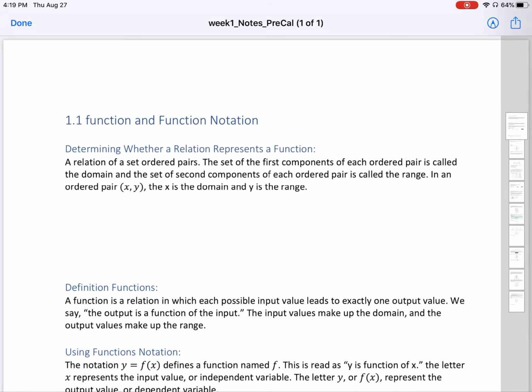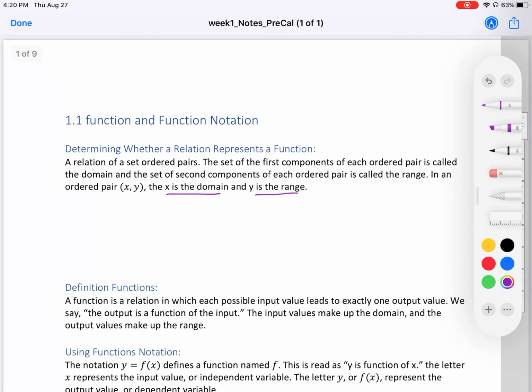Hello, this is section 1.1, Functions and Function Notation. Determining whether a relation represents a function. A relation is a set of ordered pairs. The set of the first components of each ordered pair is called the domain, and the set of the second components of each ordered pair is called the range. In an ordered pair (x, y), x is the domain and y is the range.